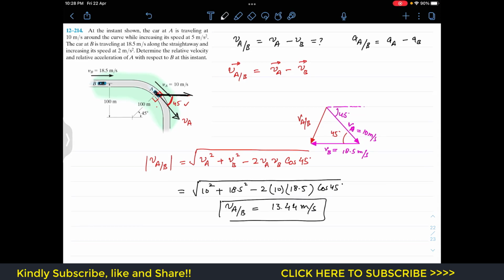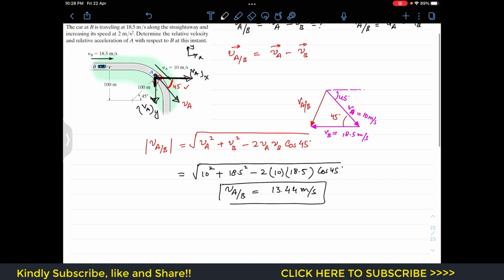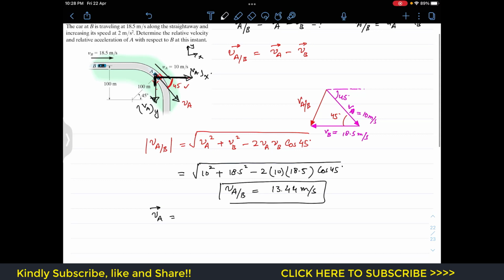So if we resolve it, it will have one component in this direction and one component in the downward direction. And if this is our positive X and Y direction, then this is VAX and this component is VAY. So now we can write that the VA vector is equal to, VA is 10 meters per second, so VAX will be 10 cos of 45 and VAY will be 10 sine of 45 degrees.